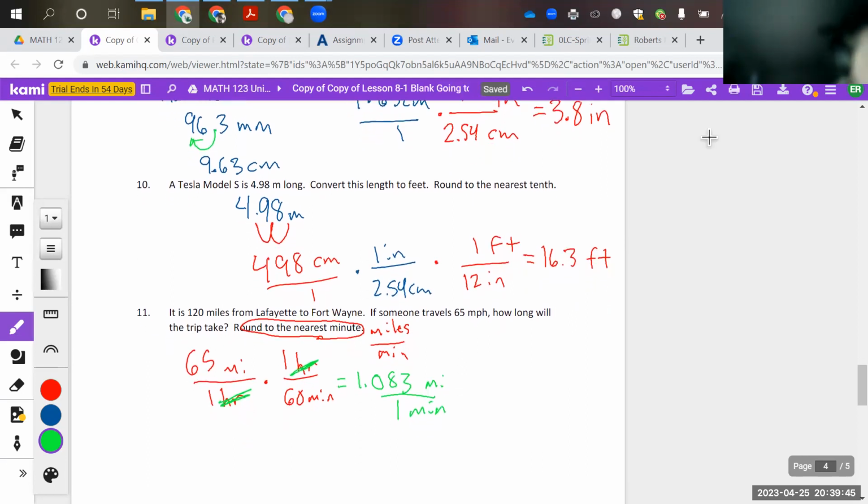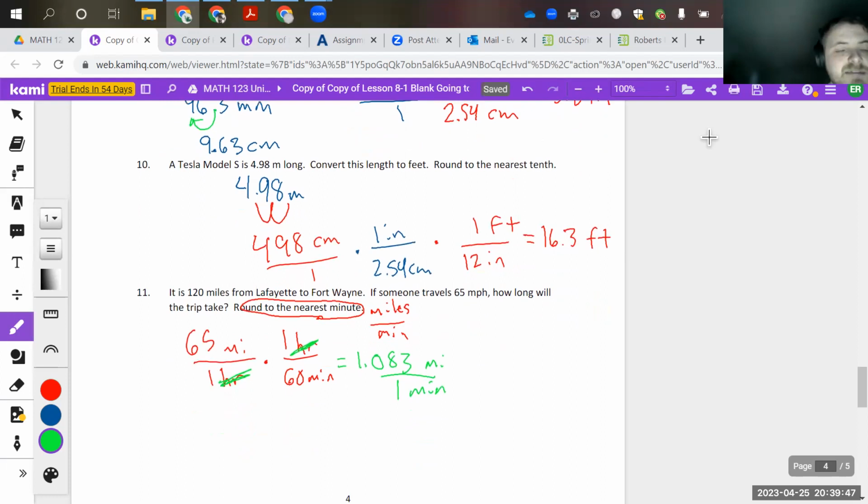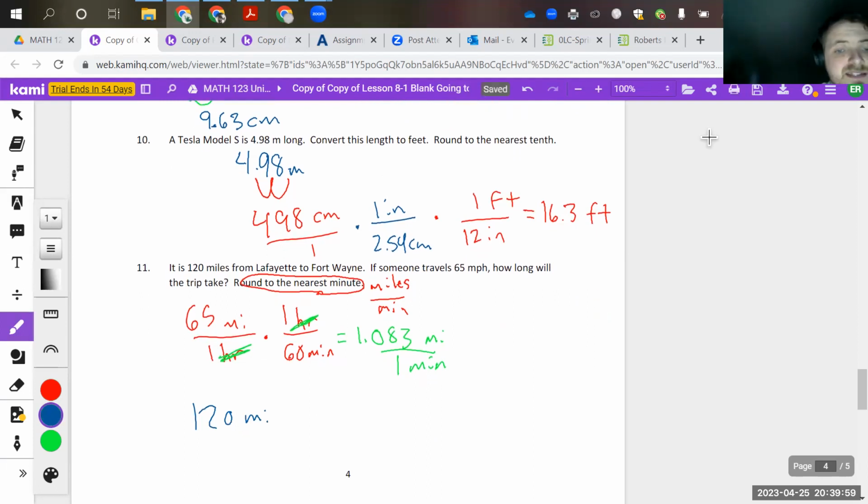So a lot of times people would multiply 120 by that fraction right there. But you just want to do 120 miles and you want to only have minutes. So this is where you would multiply. You got to be strategic here to put the 1.083 miles on the bottom and the 1 minute on the top. Maybe if I write mile, that's probably going to be better. So that these miles units cancel and you're left with just a minute.